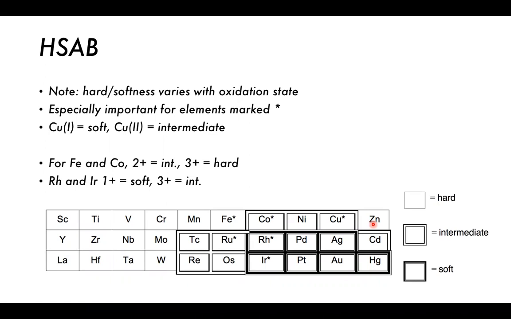It kind of goes that usually if it's going to have variable hardness, that's going to vary with the oxidation state. So as the oxidation state gets higher, you're going to see a change in the hardness. Generally, the higher the oxidation state, the harder it will be.